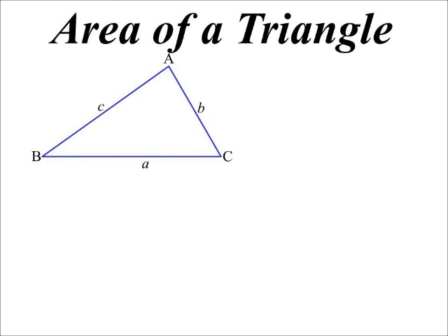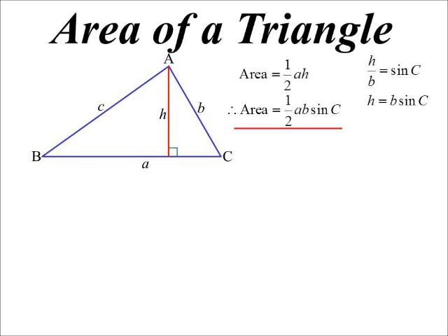Throw in the area of a triangle while we're at it. I mean, not all triangles do we have the perpendicular height. Yes, we know it's half base times height. So again, let's drop in the perpendicular height, but do it a different way. So the area we know is half base times height. Well, that's fine. We don't have a problem there. But remember, h over b is the sine of C. So h could be written as b sine C. So if I sub that in, I get a nice, neat little formula where I don't need the perpendicular height.